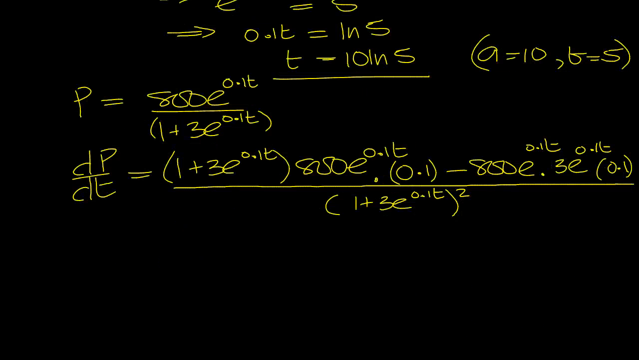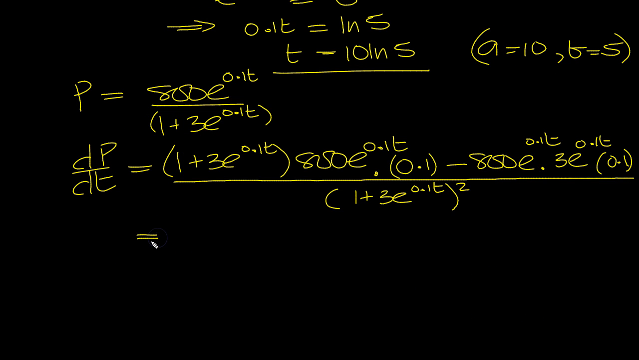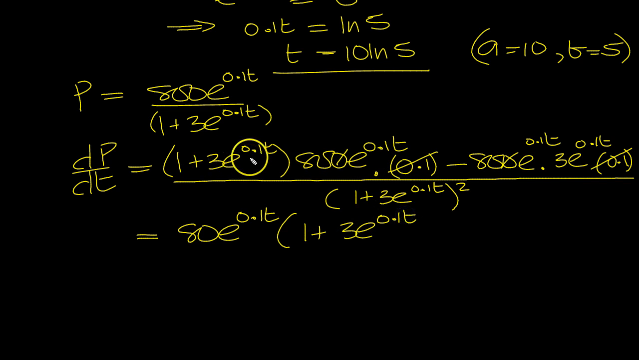So what have we got then? We've got 800 e to the 0.1 t times 0.1 common. So that'd be 80 e to the 0.1 t there and there. That would be an 80. So cross that out and put 80. Cross that out and put 80. So that's that term taken care of. 1 plus 3 e to the 0.1 t here.